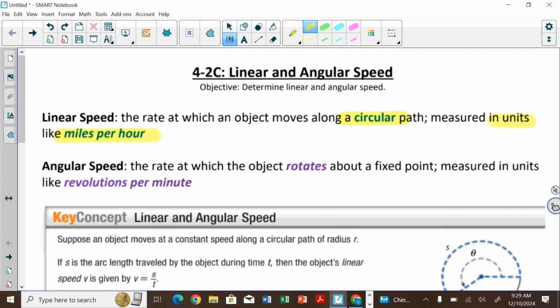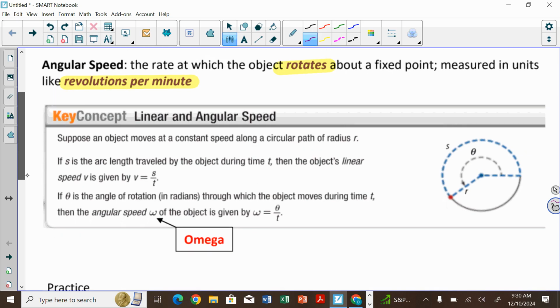Angular speed is the rate at which the object rotates about a fixed point. It's going to rotate around the center, usually that fixed point, and which way it rotates around. This one we measure in revolutions per minute. It could be something different too, like revolutions per second. So again, it's usually measured in a unit, but you're going to have an answer of something per something, right? Miles per hour, or revolutions per minute. So you're going to have that slash with something underneath it. Okay, all right, so let's focus on those and their formulas.